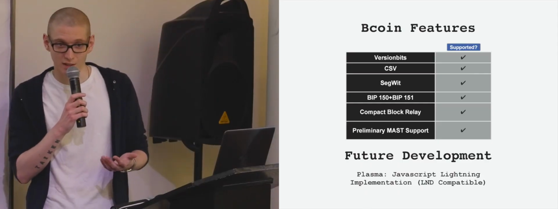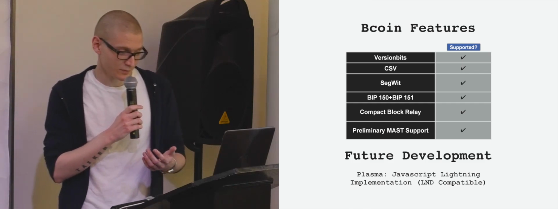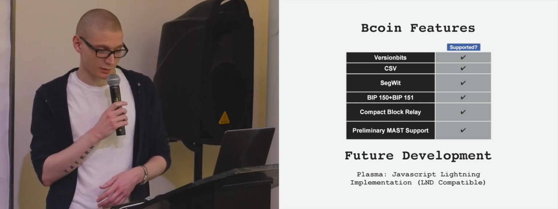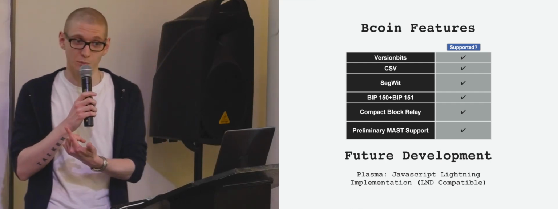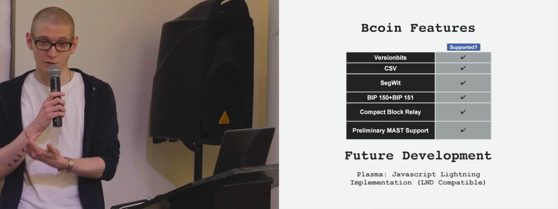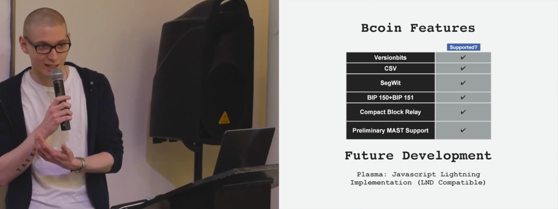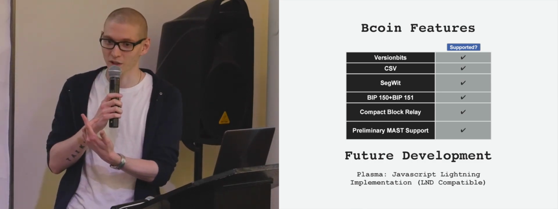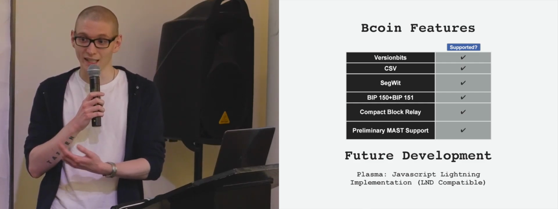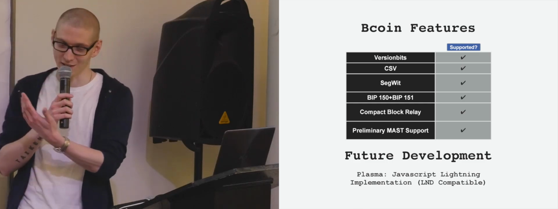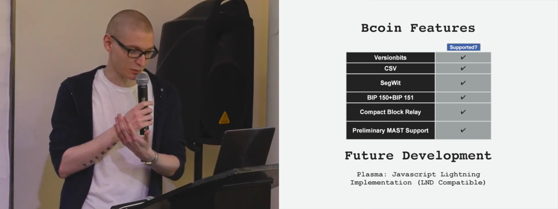The other kind of cool thing is that right now Bcoin has a lot of features. It's up to date with a lot of the latest BIPs, like version bits, SegWit, compact block relay. But one of the really cool things it supports that actually nothing else supports right now is BIP 150 and BIP 151. Those are the peer-to-peer auth and peer-to-peer encryption BIPs. I think those are really cool and really necessary for Bitcoin. Bitcoin ideally should have had it from day one. Lightning has it from day one, but Bitcoin does not. So it's great to get that into Bitcoin right now.